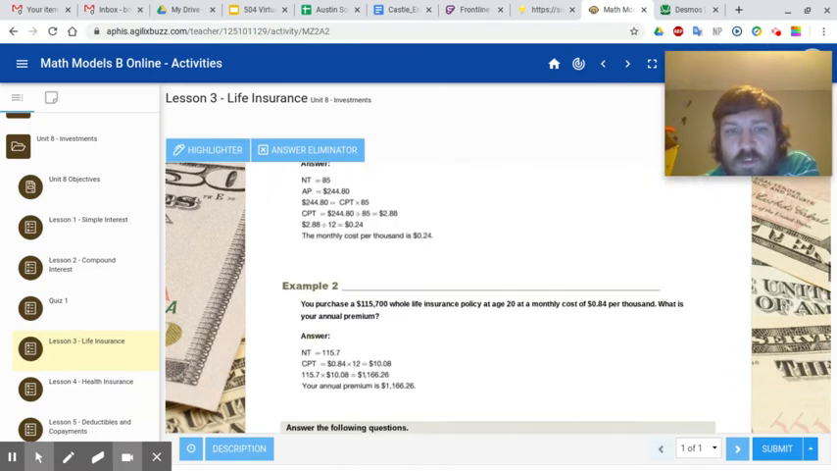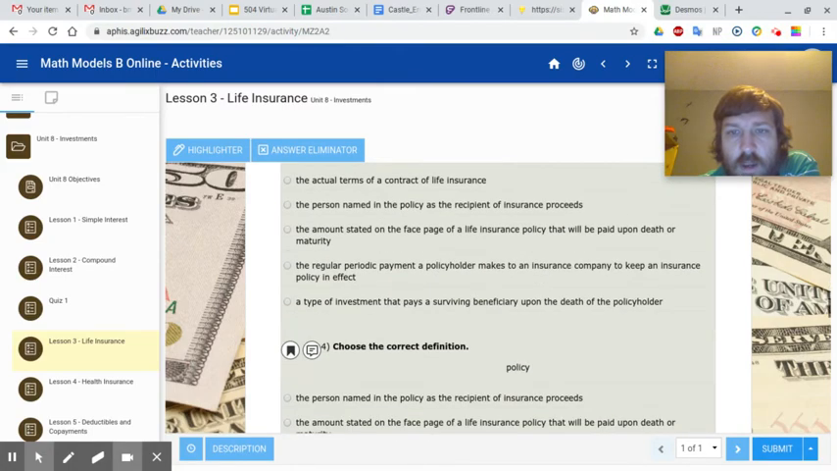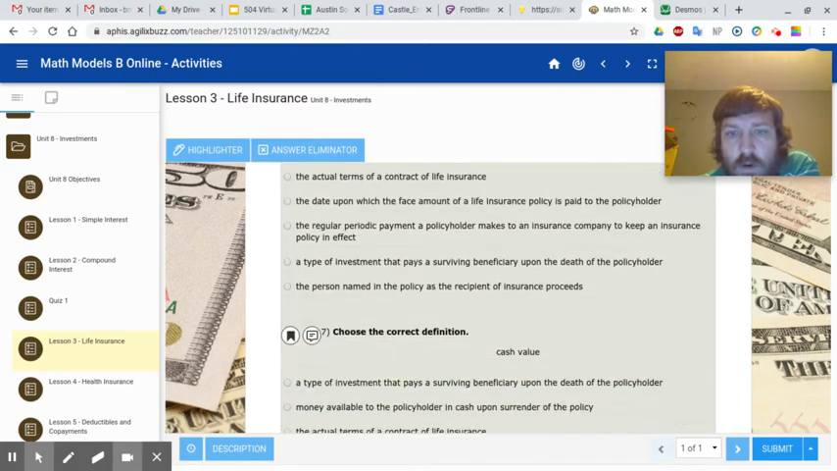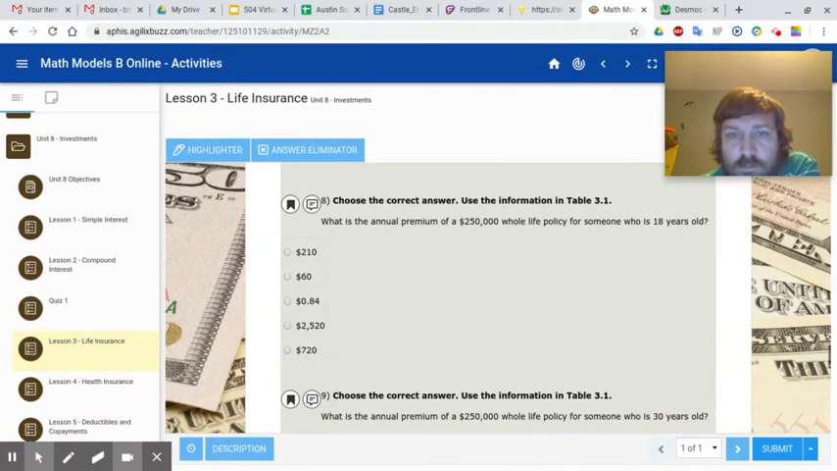So first things first, there's vocabulary until you get to number 8. And then it's just a matter of picking out the number off the table and doing the right multiplication. So it says here, what's the annual premium of a $250,000 whole life policy for someone who is 18 years old? So that means you're going to have a $250,000, 18-year-old annual whole life policy.